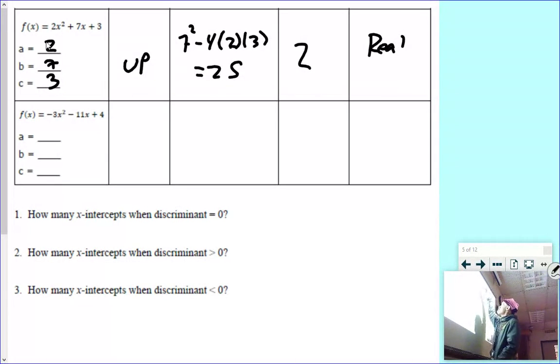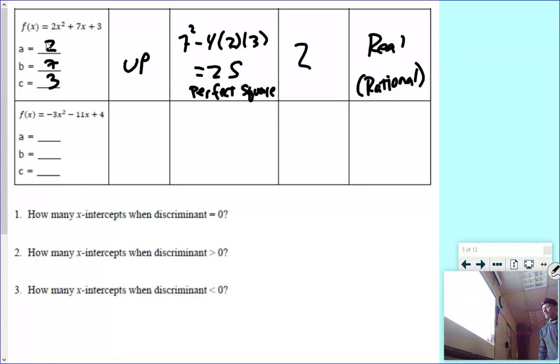In fact, because this is a perfect square, that actually means not only are they real, we can call them rational zeros. You don't necessarily need to know that. The main thing I'm worried about myself is that you know there is a difference between real and complex solutions. But if your discriminant is a perfect square, it also tells you that your solutions are going to be rational.